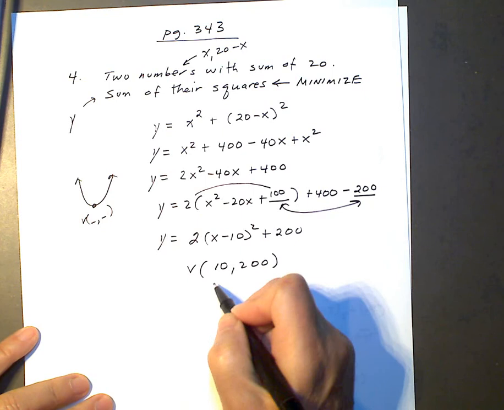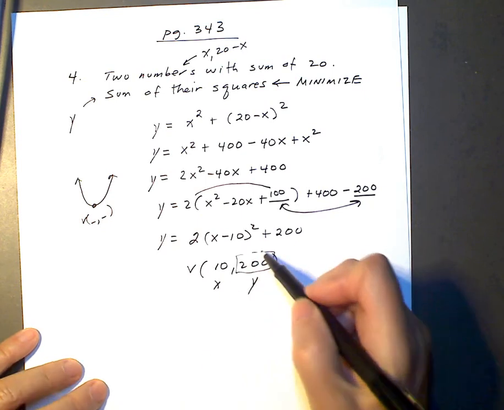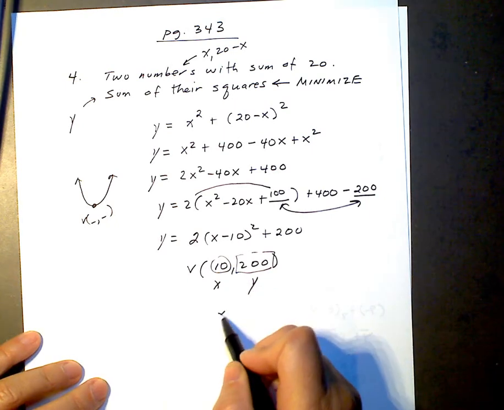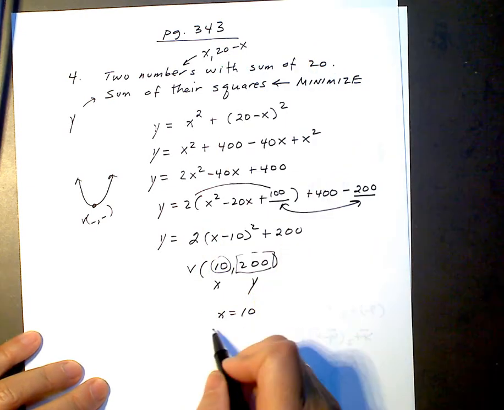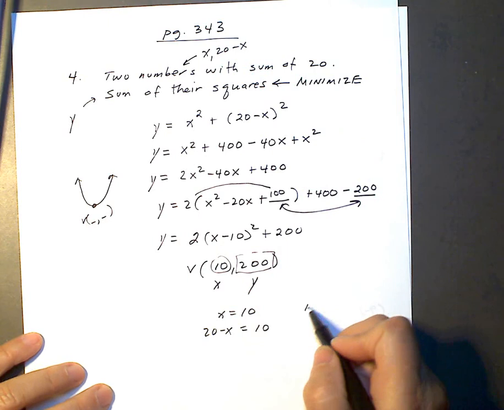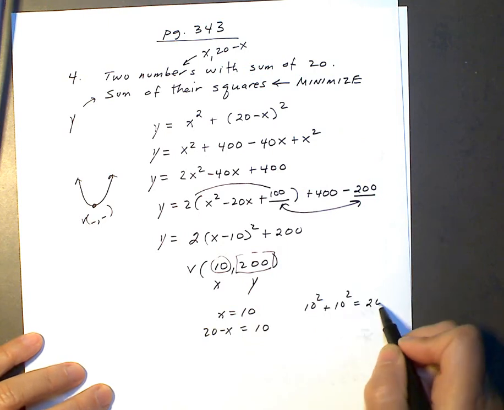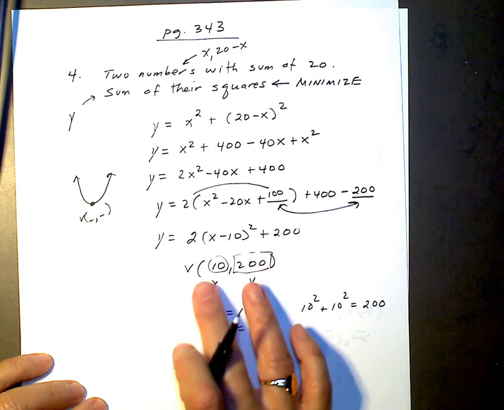This is x and this is y, meaning this is the sum of the two numbers' squares, and one of the numbers is 10, so x is 10. Then the other number, which is 20 minus x, is also 10, and the sum of those squares, 10 squared plus 10 squared, is 200, 100 plus 100. So that makes sense.